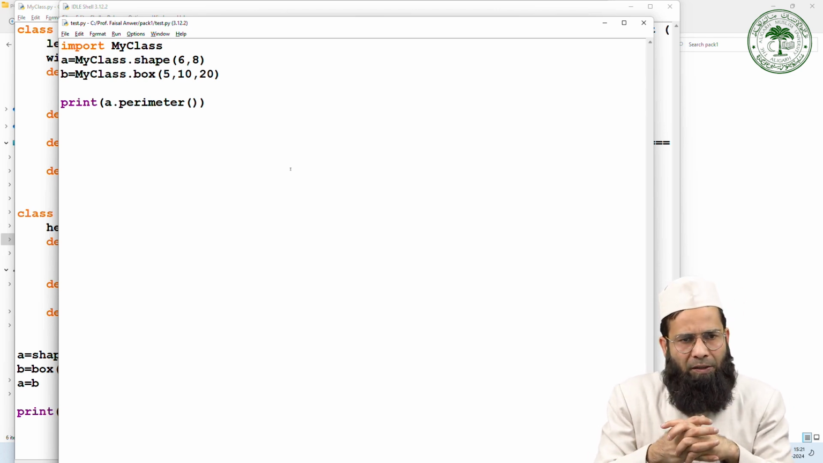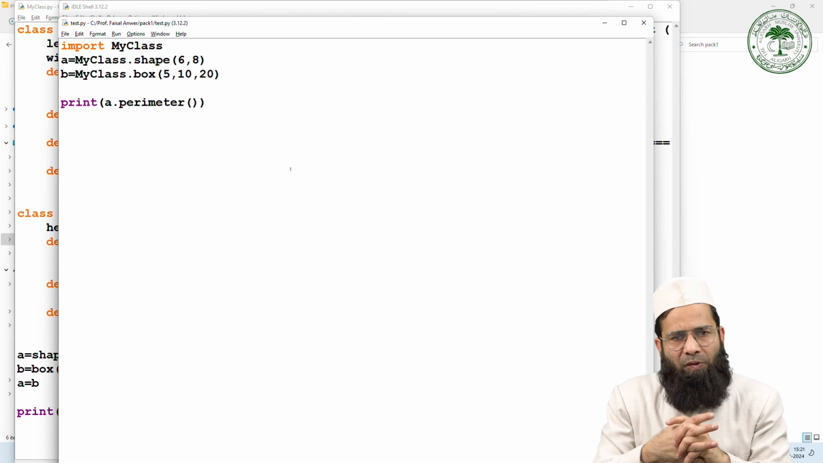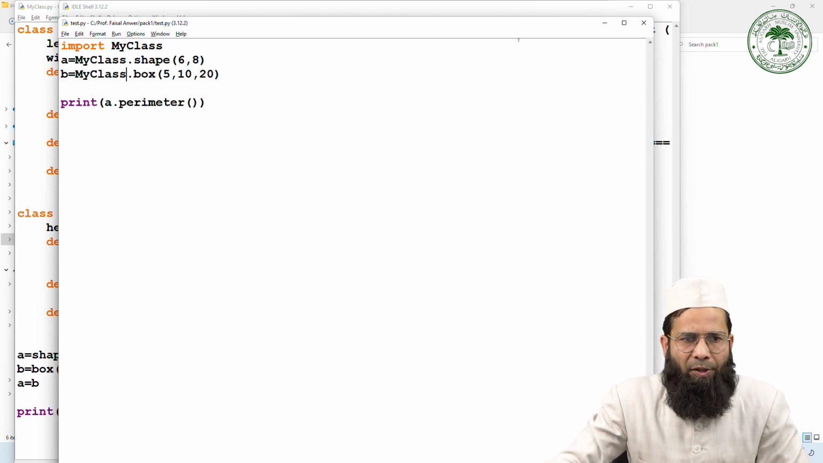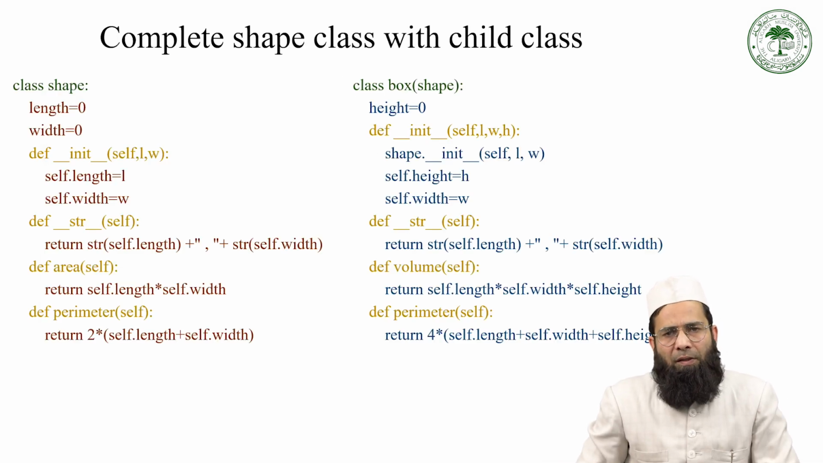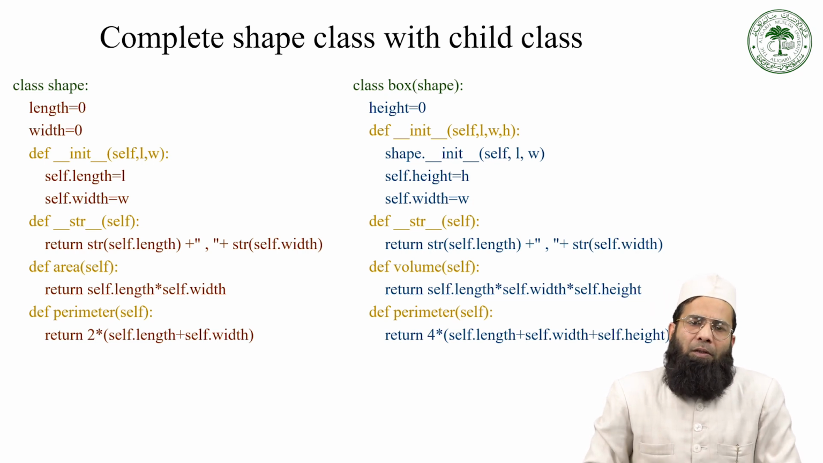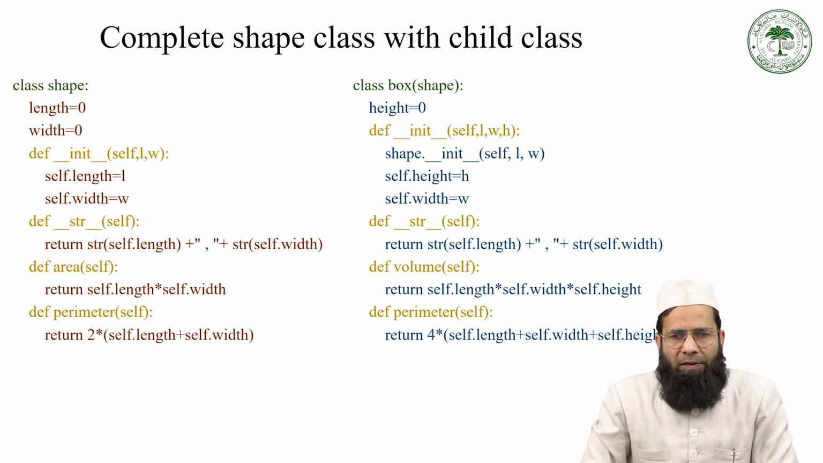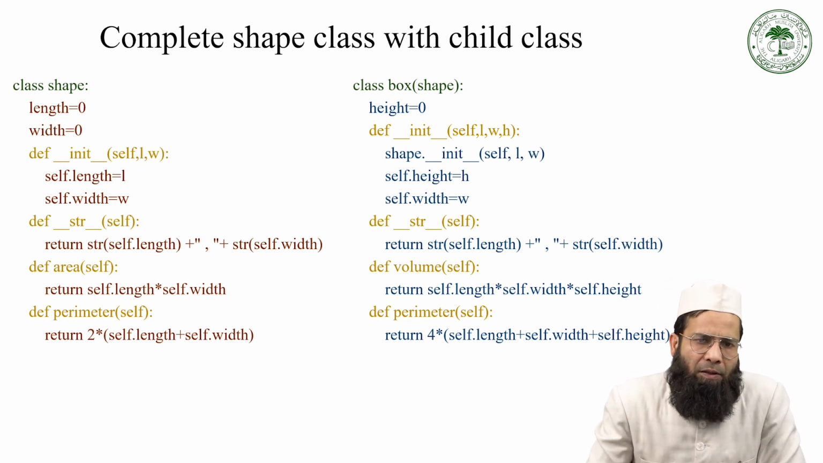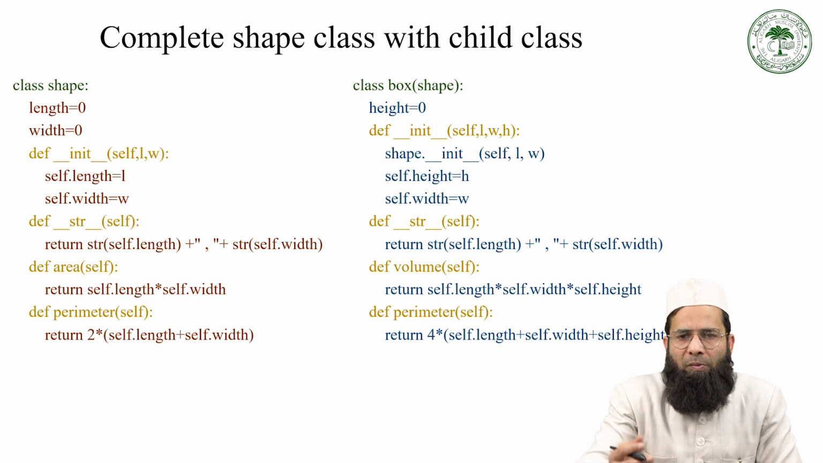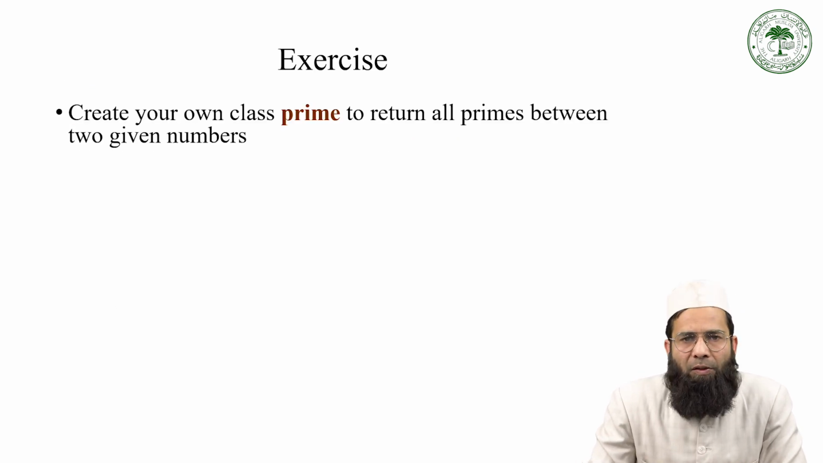So I hope it is clear to all of you. Let me switch to the PPT now. So we have seen how to inherit properties into a child class. So this is the way you can implement inheritance. Similarly, you can implement polymorphism as well. So we have already seen all these.